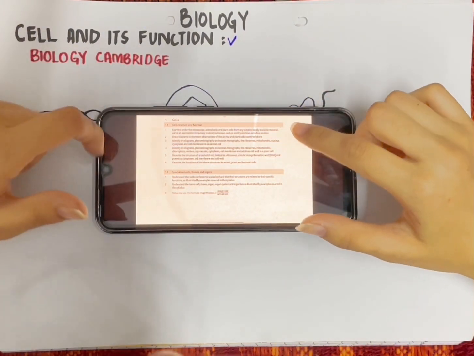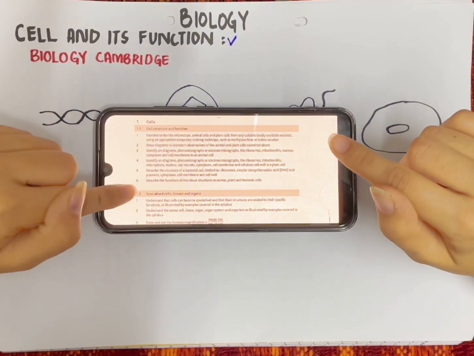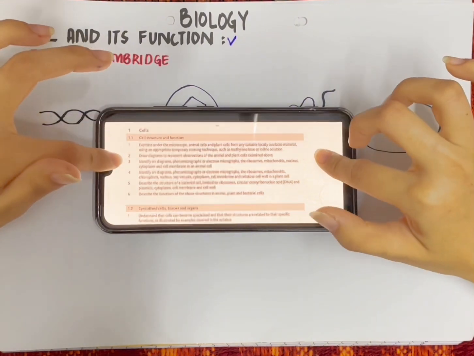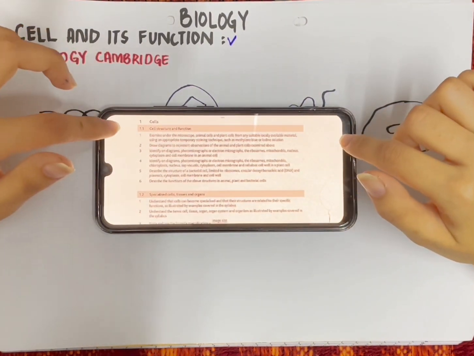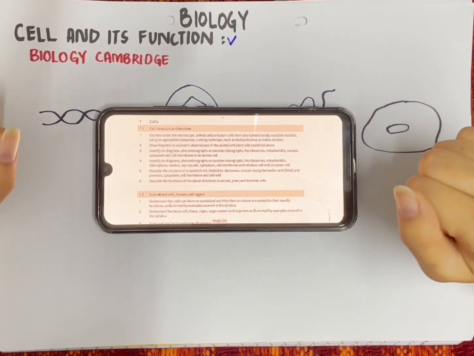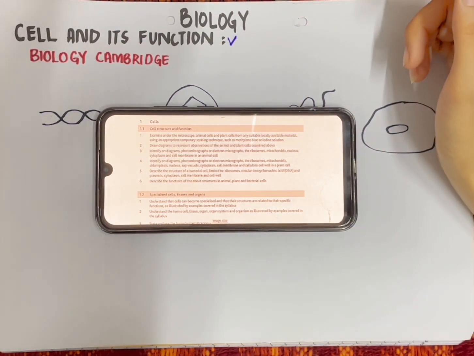Well, let's have a look at the syllabus that has 1.1 and 1.2, the cells and the specialized cells, tissues, and the organs. So we will be having a look at 1.1 first. In 1.1, there are a total of 6 pointers, from which two of them are basically your practical observation pointers, which you would be working on in the laboratories in your schools.